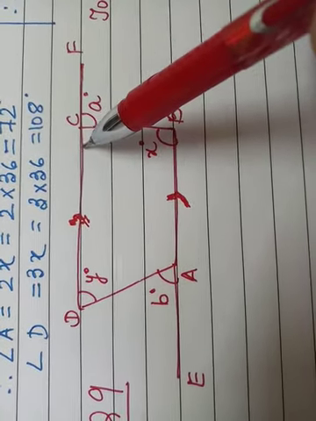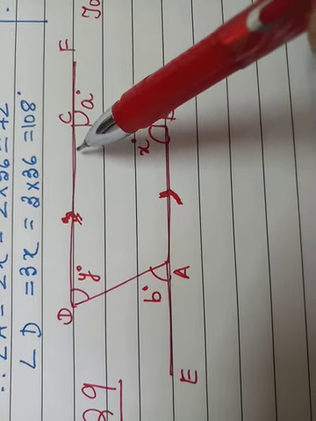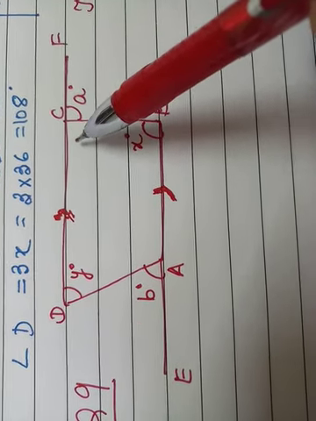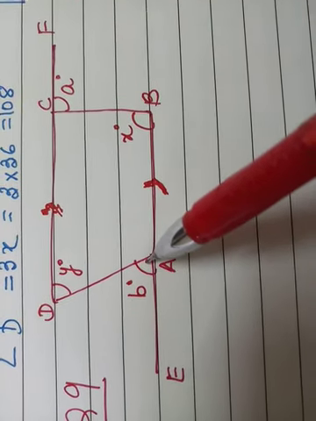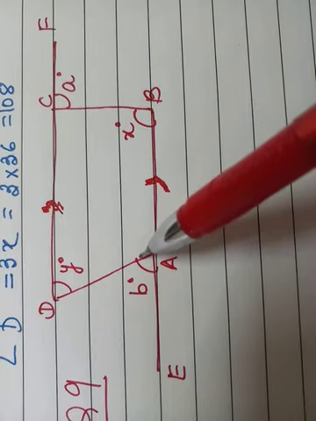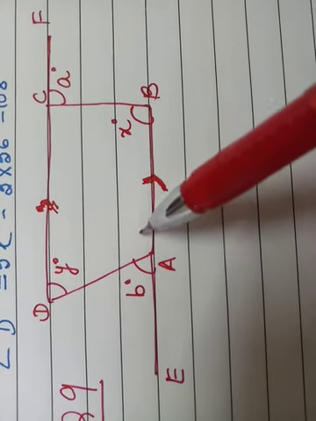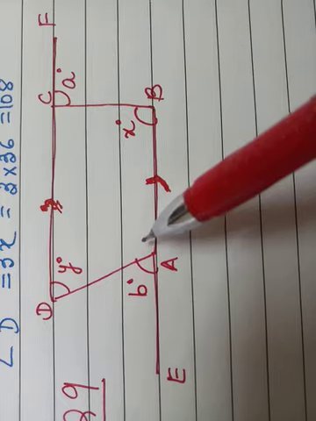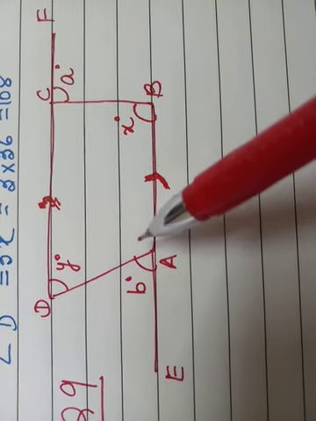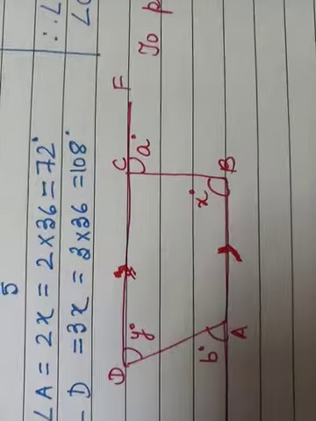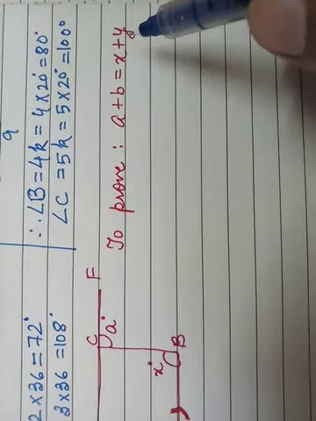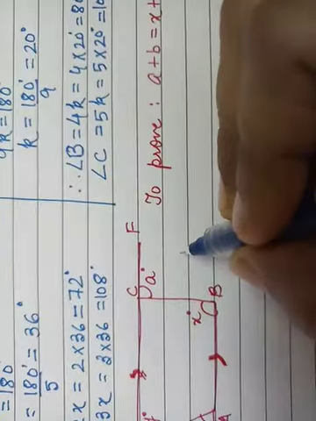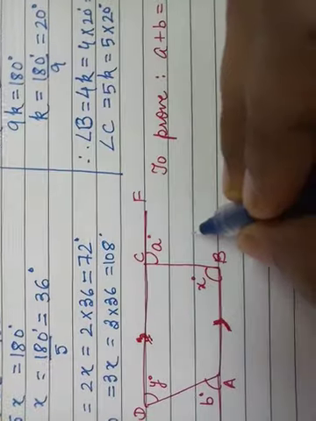Angle A plus this angle are forming a linear pair. Therefore, the measurement of this angle will become 180 minus A degrees. Similarly, B and this interior angle are forming a linear pair. Therefore, the measurement of the interior angle will become 180 minus B degrees. So I write that firstly. To prove A plus B is equal to x plus y, given ABCD is a quadrilateral. So now I am writing the proof.